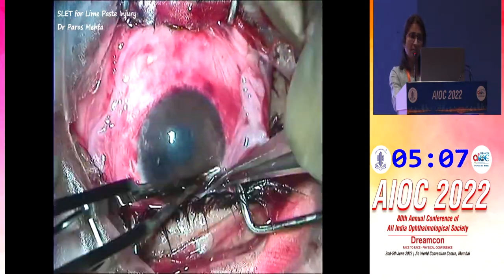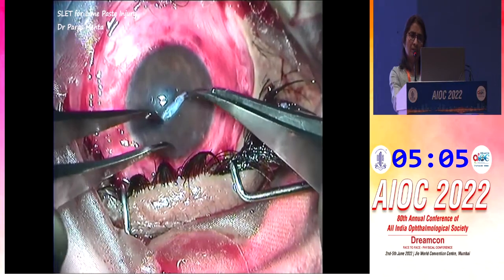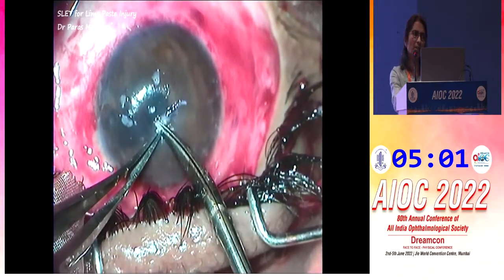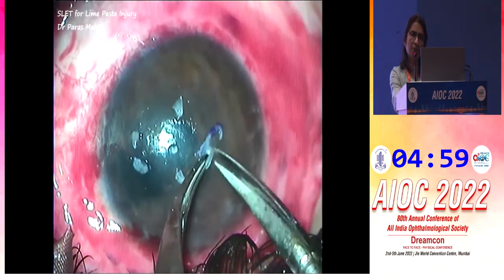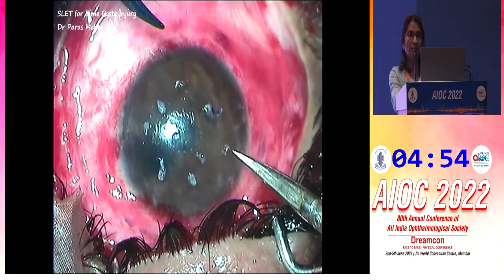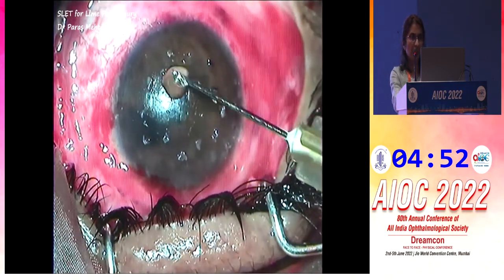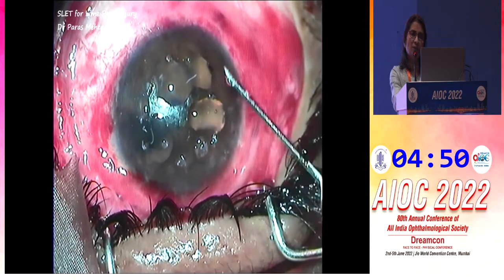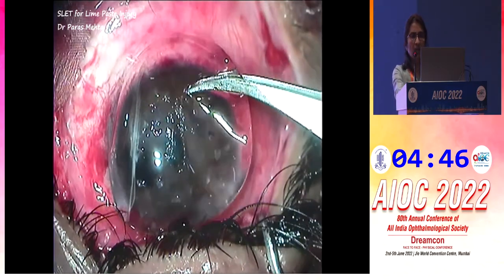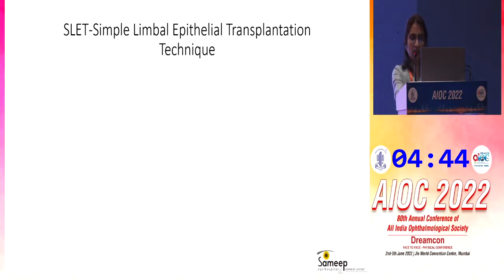Once that is applied, the limbus which was harvested is cut into small pieces. Approximately 8 to 12 pieces are enough to take care of both the surface epithelium as well as the limbal niche in these cases. This is fixed with the help of fibrin glue, and a bandage contact lens is applied, and in some cases we also do a tarsorrhaphy at the conclusion of this surgery.